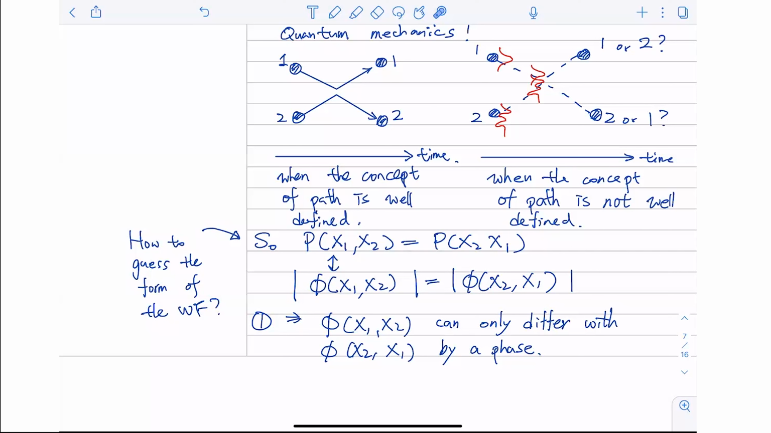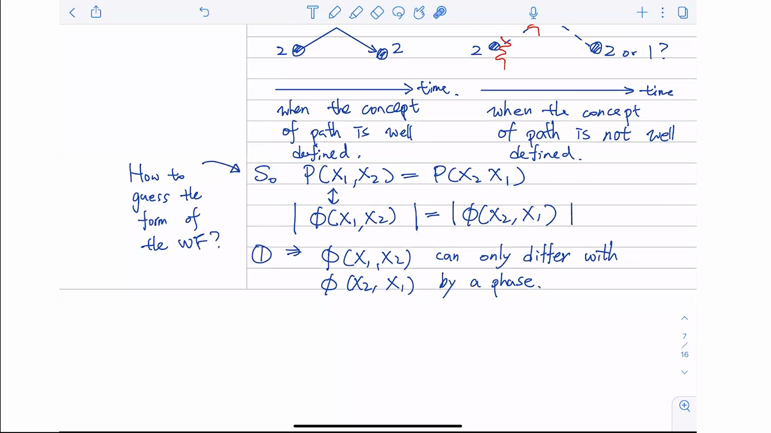So we immediately get the conclusion that if we have a many-particle, or in this case a two-particle, wave function described by phi(x1, x2), the absolute value of phi(x1, x2) needs to be identical to the absolute value of phi(x2, x1). Because of that, we conclude that phi(x1, x2) can only differ from phi(x2, x1) by a phase.